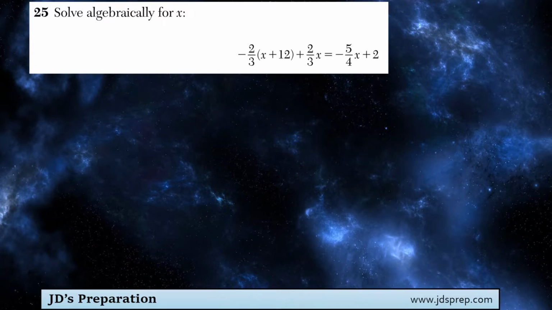All right, this is a fairly straightforward question. We're going to try to solve x, starting off by getting rid of these brackets by distributing that negative 2/3. We're then going to get negative 2/3 x.